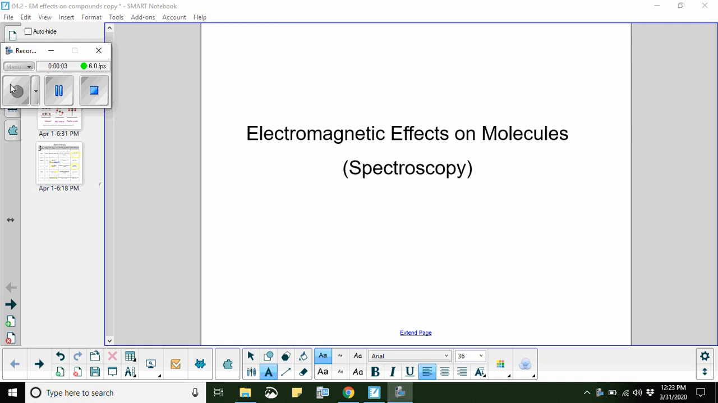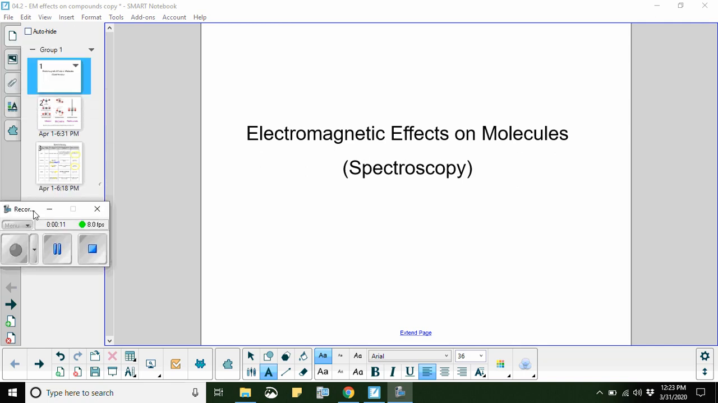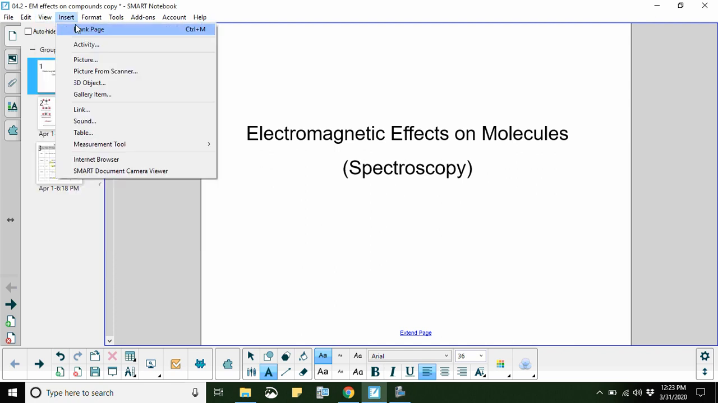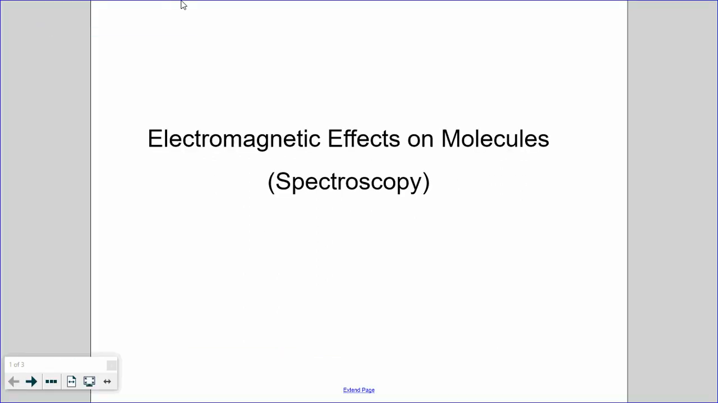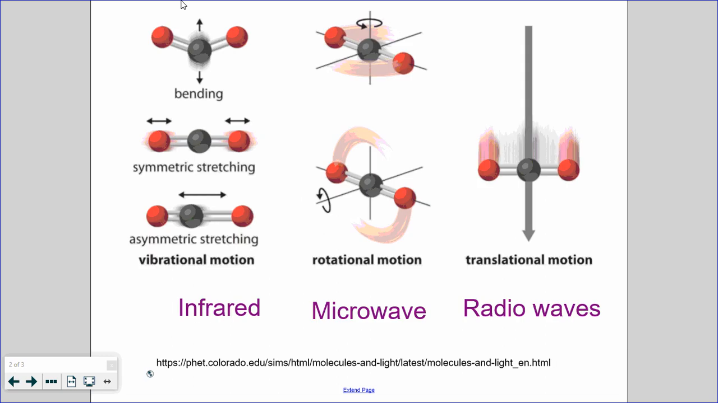Hey guys, today we're going to talk about electromagnetic effects on molecules, which ties into spectroscopy. You can see here that this is only 3 slides long, so this should go pretty fast. I'm going full screen a little bit. We figured it ties in with molecular shape and bonds and everything, so we'll talk about that. It also ties into our last unit, which was atomic theory.